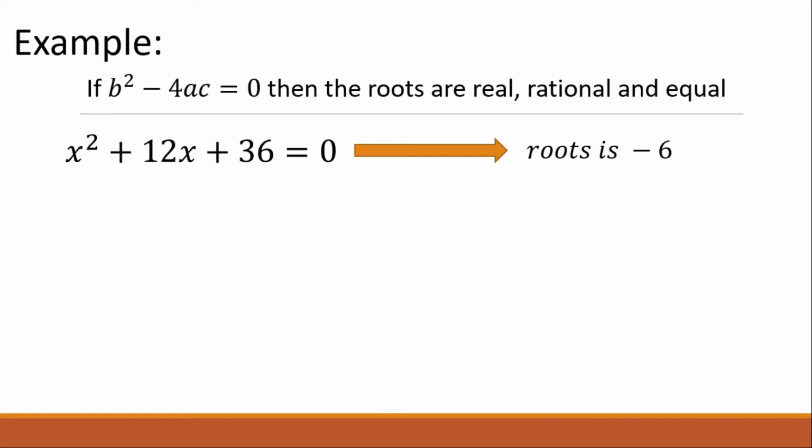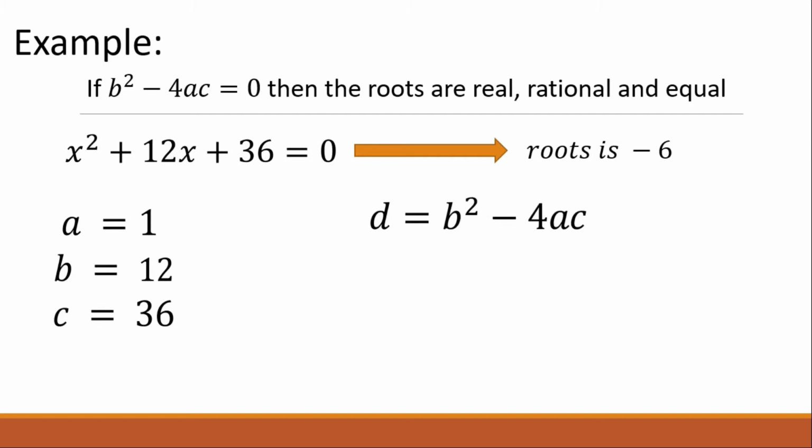So first thing that you need to do is get the a, b, and c of our quadratic equation. So first one, we have a is equal to 1, b is equal to 12, and c equals 36. Ayan na, di ba? We get the a, b, and c. After you get the a, b, and c, you substitute this a, b, and c to our discriminant. D is equal to b squared minus 4ac. D stands for discriminant.